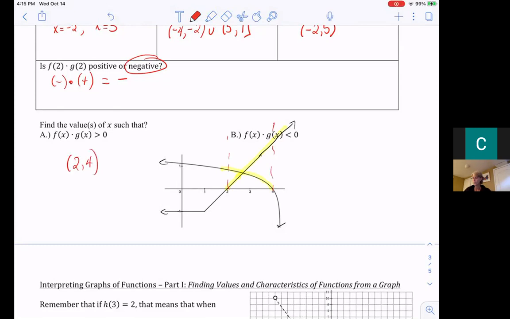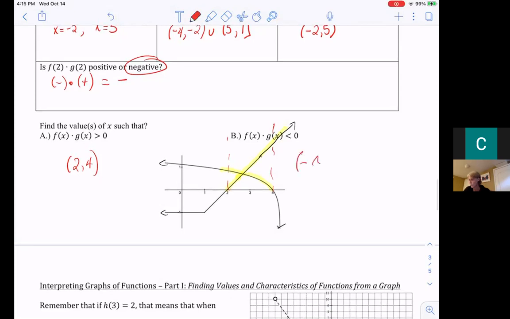It's a little tricky. Where is f of x times g of x less than 0? Well, that's going to be when one's positive and one's negative. And that actually occurs if you look here from -2, right? I have a negative and I have a positive from -infinity to -2. And then, it's easy to see here, 4 to infinity. Again, a little bit of a weird way to think of things, but very, very good to know for your future classes.